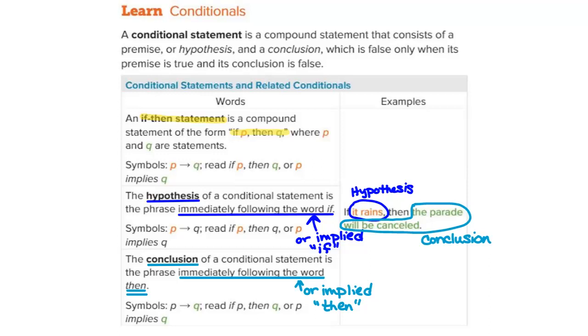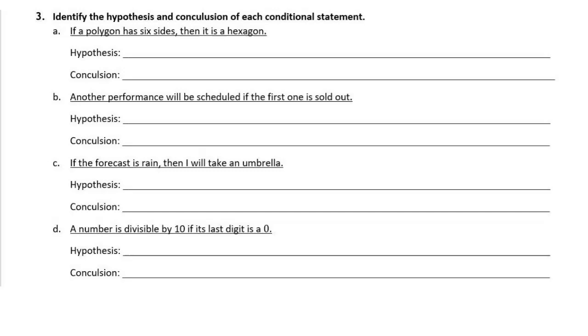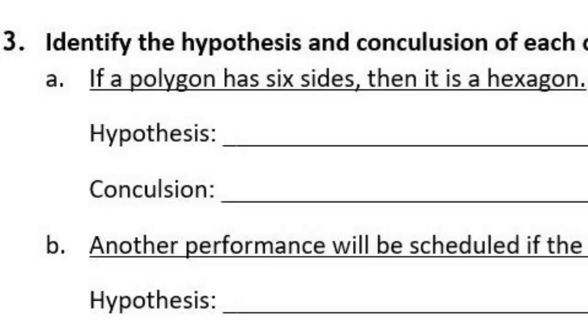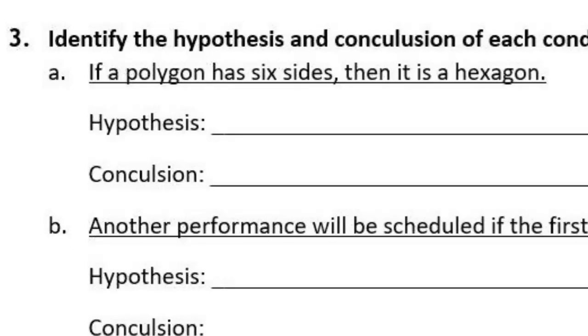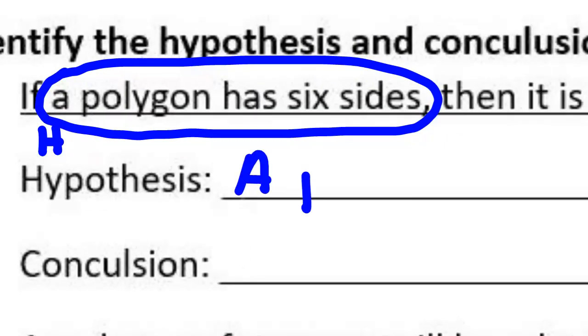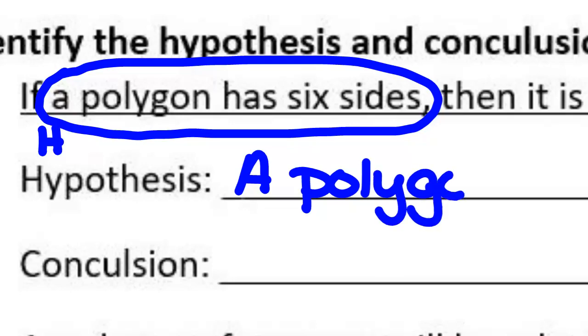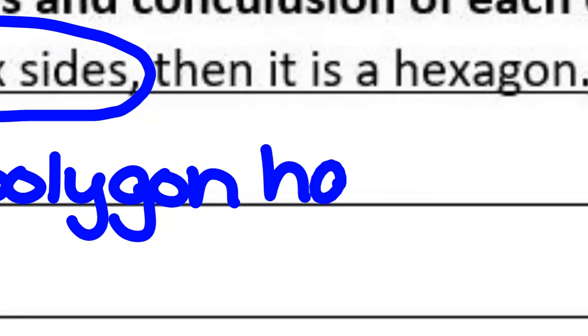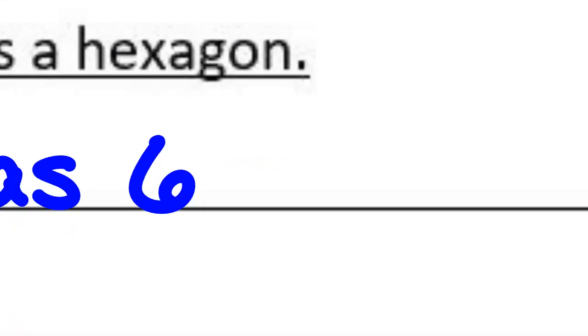I would like to practice identifying some hypotheses and some conclusions. We're going to do that on page 5, number 3. We're going to skip the top part of the page for right now, and we're going to look at number 3. Number 3, part A. If a polygon has 6 sides, then it is a hexagon. Everything after if, up until my comma, is my hypothesis. So a polygon has 6 sides is my hypothesis.